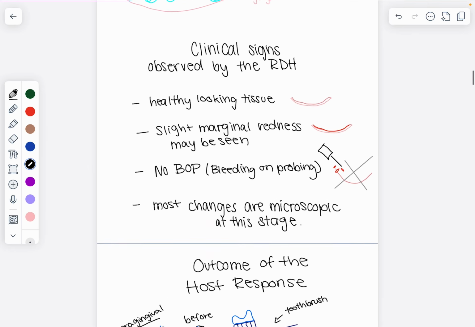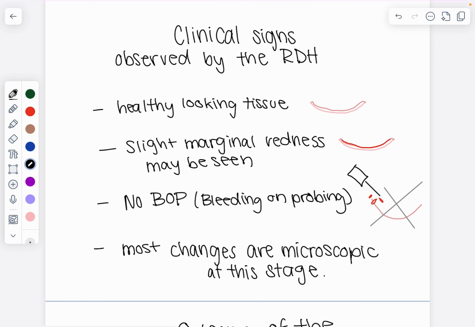Clinical signs observed by the RDH are healthy-looking tissue, slight marginal redness may be seen in some patients, and no BOP, bleeding on probing. Most changes are microscopic at this stage as well.